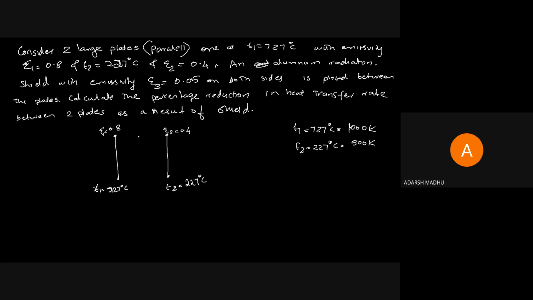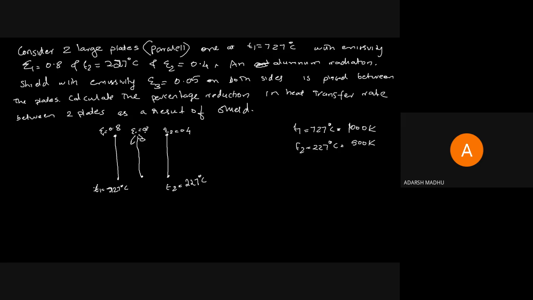So the question is asked, two plates are there with emissivity 0.8 and 0.4, and an aluminum radiant shield is introduced between them with emissivity 0.05 on both sides. So on this side and that side, both sides, emissivity 0.05 is placed. So calculate the percent reduction in heat transfer rate between two plates.